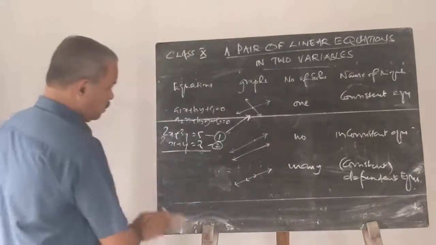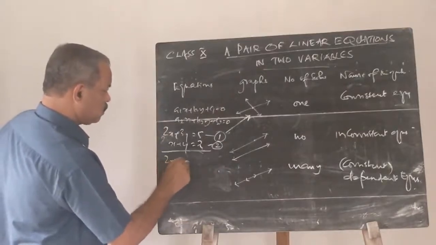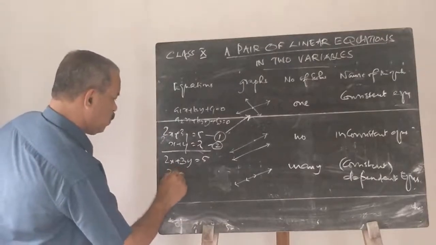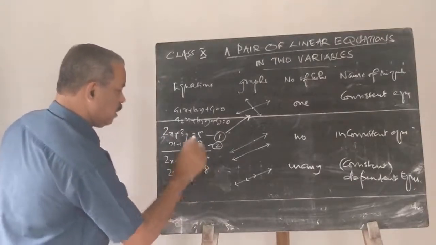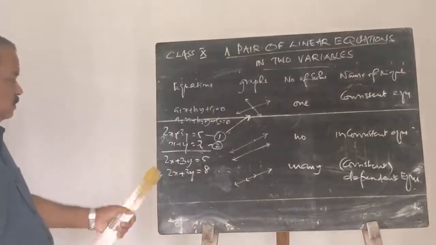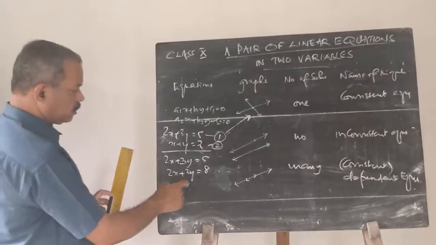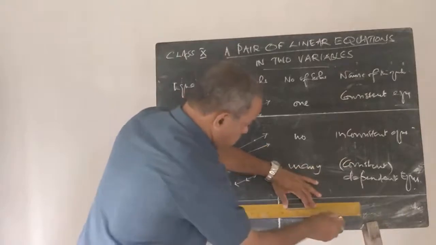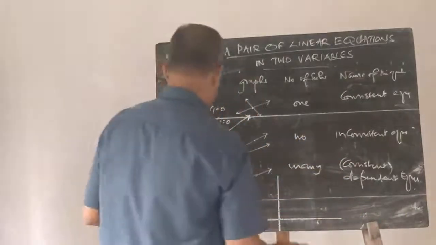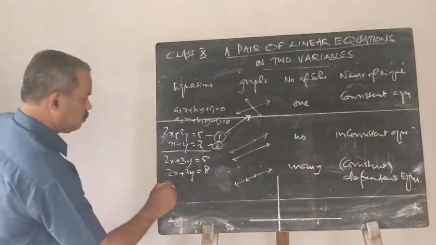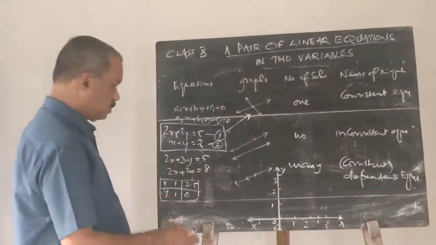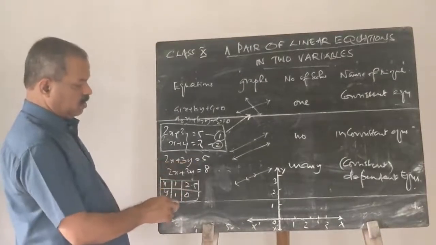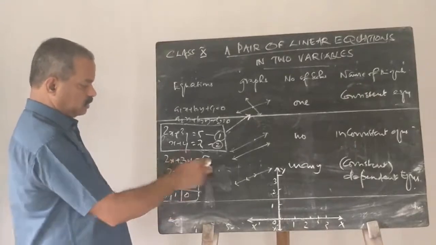Now let us consider another pair of equations. 2x plus 3y equal to 5 and 2x plus 3y equal to 8. Now, let us draw the graph of these equations. First one, the first equation: as we have already seen, take x equal to 1, then we get a corresponding y equal to 1. And when y equal to 0, x equal to 2.5.